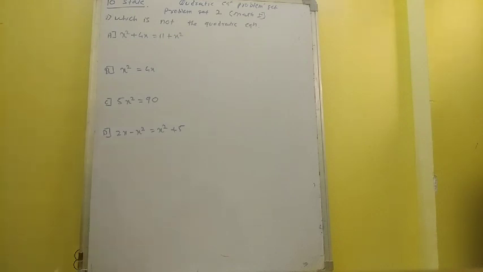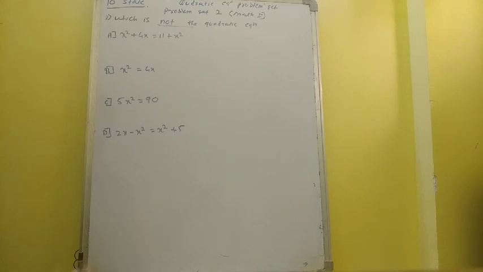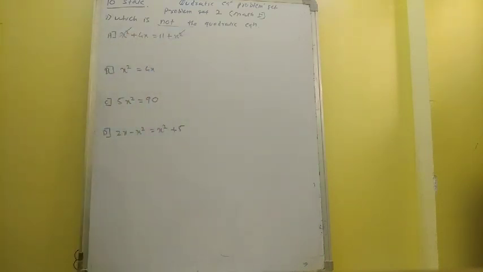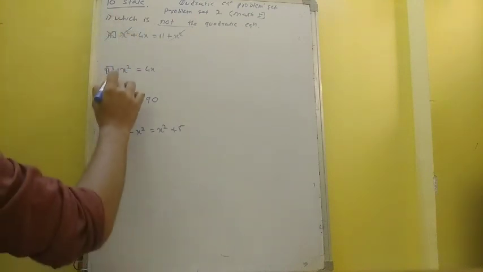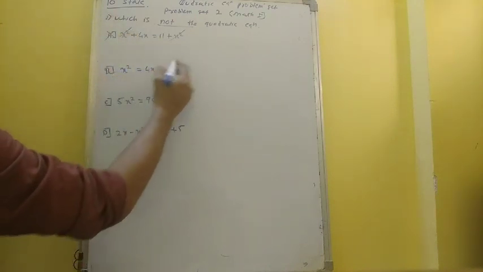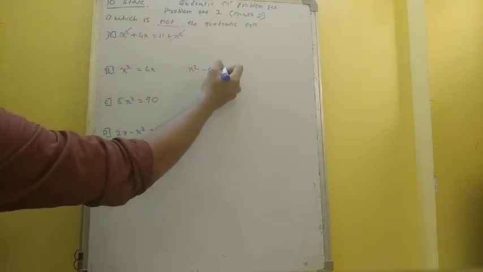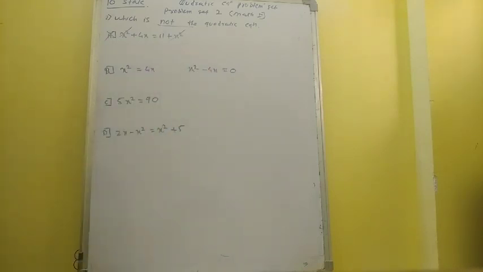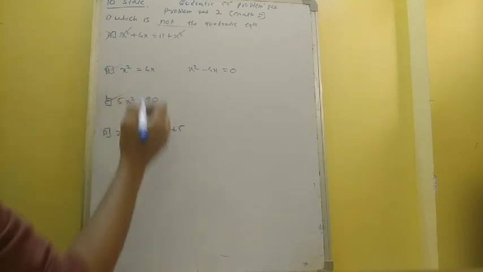Again we have four polynomials and we need to check which is not the quadratic equation. So let's see. See, in the first one, x square in the LHS and x square in the RHS will get cancelled. So yes, this is not the quadratic equation. Over here, x square, 4x will come here and become minus 4x is equal to 0. So yes, it is a quadratic equation. Okay. Again we have 5x square. Yes, it is also a quadratic equation.